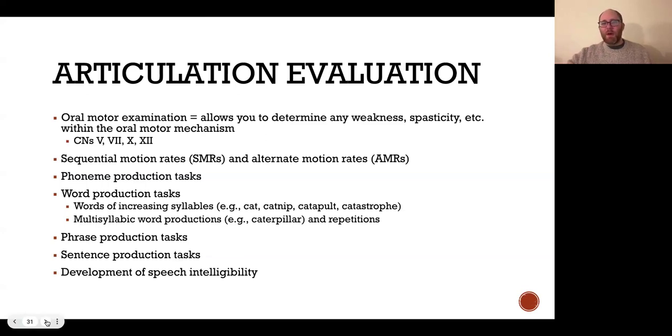Sequential motion rates and alternate motion rates. This is a way for us to talk about the fluency of speech as far as repetitive speech movements go. Sequential motion rates and alternate motion rates are also referred to as diadochokinetic rates. So with those, you might have someone say ba, ba, ba, ta, ta, ta, ka, ka, ka, or pa, pa, pa, things like that. And then you want to put them together.